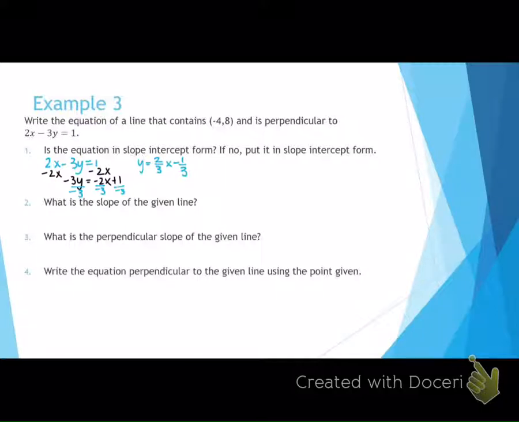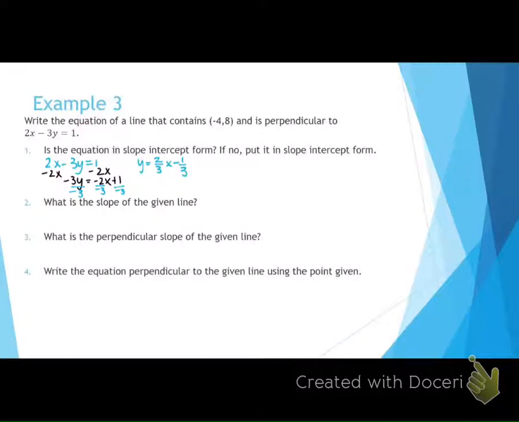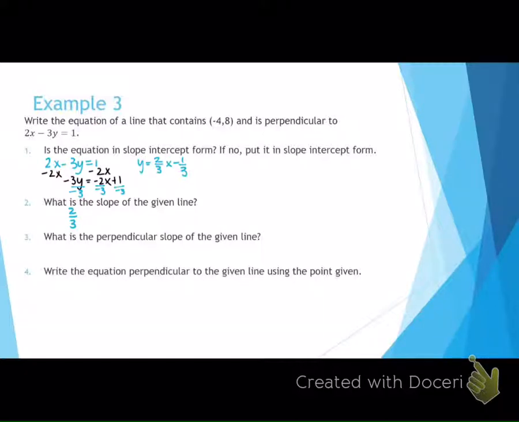What is the slope of this blue line right here? Y equals 2/3 x minus 1/3. You were right, 2/3. Yep, it's the number in front of x. So your slope is 2/3. Connor, what is my perpendicular slope? Negative 3 over 2. Good.